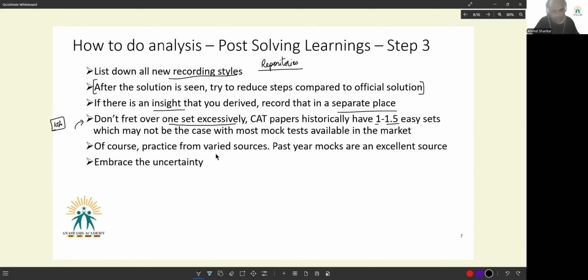Of course, practice from varied sources. Past year mocks are an excellent source. Past year mocks are excellent because they make good questions. And embrace the uncertainty. The only way you get better at DILR is, and if you're from a commerce background, a non-engineering background, in fact, this will perhaps be your first time taking a relative competitive exam. In a relative competitive exam, you are not expected to get full marks in order to be a good candidate. You simply have to do your best.